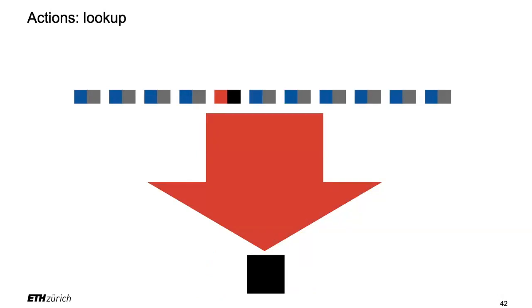Okay. So lookup: if you have trillions of key values and you look for a specific key, the orange key, then lookup will return the value or the values that are associated with that key.